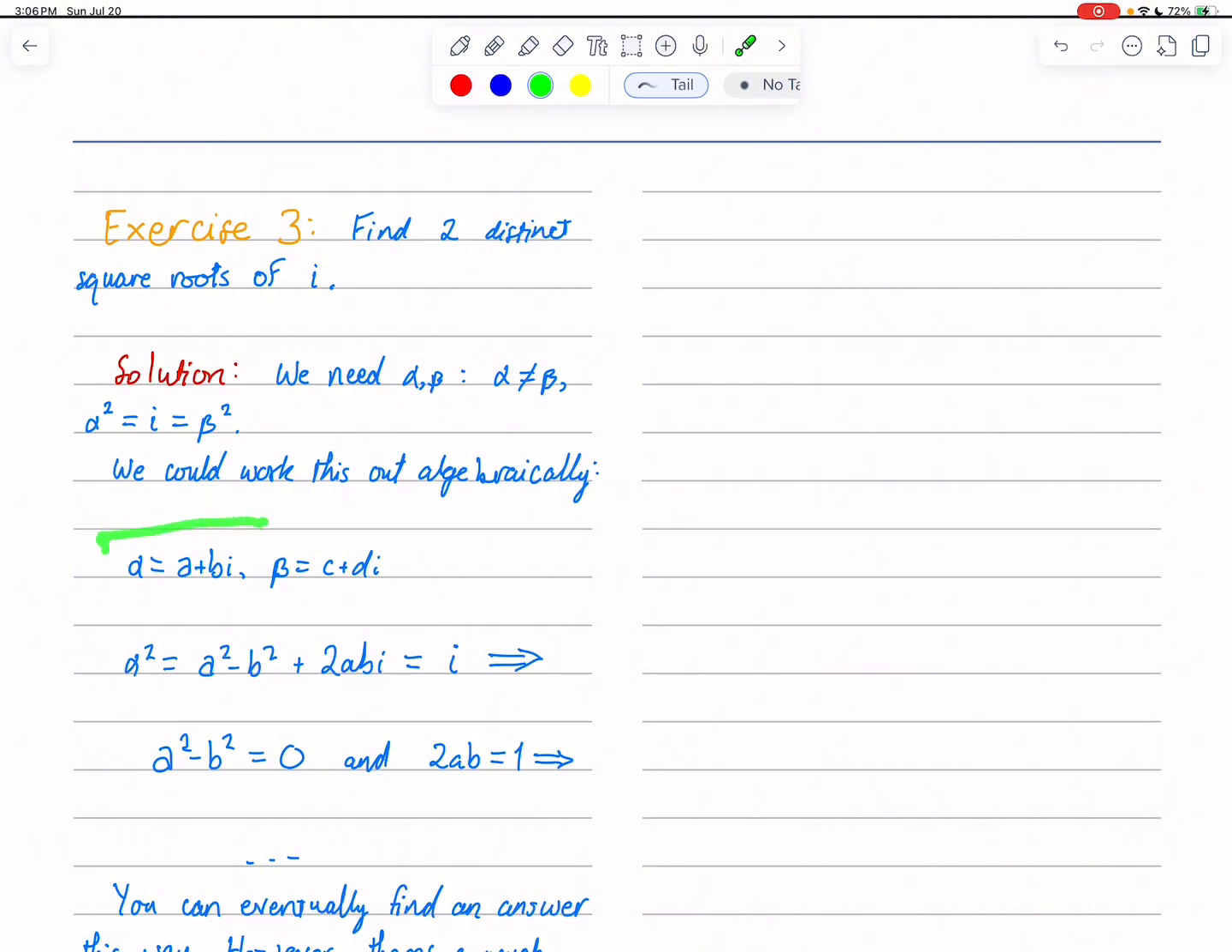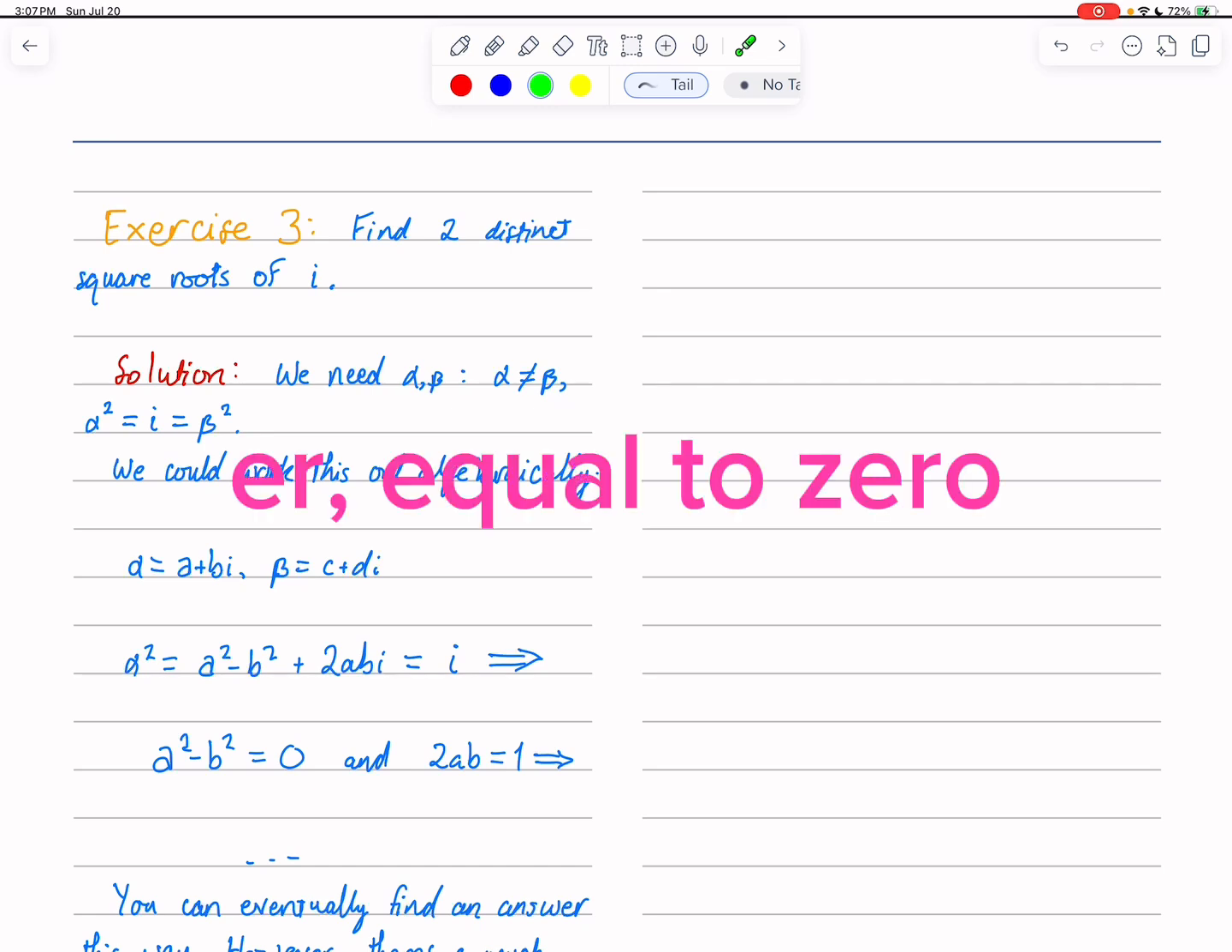So we're going to assume that alpha is a plus bi. Then alpha squared, if you work out the complex arithmetic, is a squared minus b squared plus 2abi, and we are setting that equal to I. We're trying to search for the real values a and b such that this equation is satisfied, and it entails that a squared minus b squared must equal 0, because that is the real part of I. Since the real parts must match, a squared minus b squared is equal to 0.